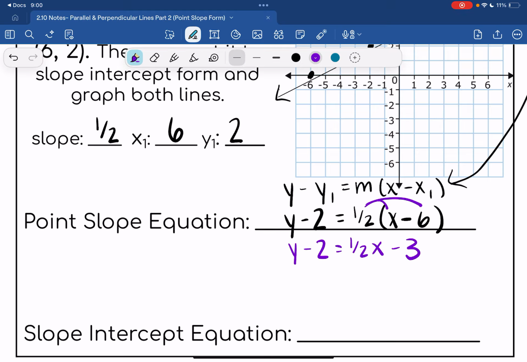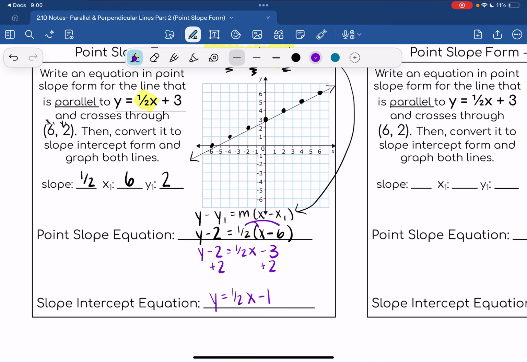And I'm going to add 2 to both sides. So I get y equals 1/2 x. And then -3 plus 2 is -1. So I'm ready to go ahead and graph that.